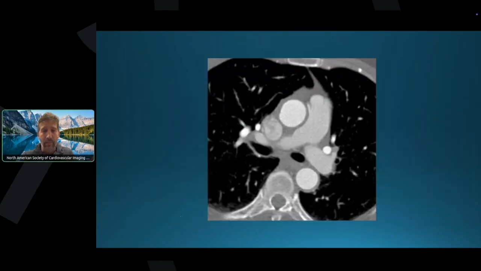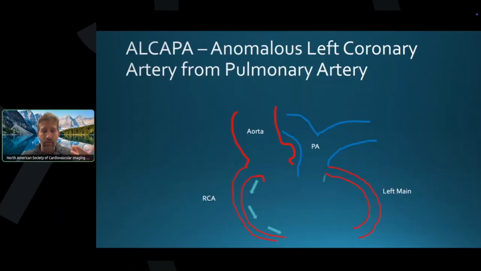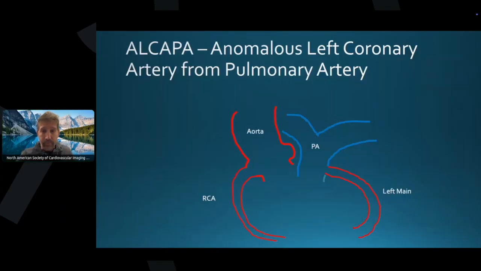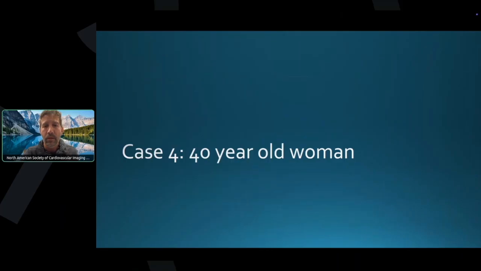For the other version, this one, they'll do surgery. They'll either reimplant the left main to the aorta, or they ligate it here and do a bypass, or they'll do a baffle tunnel through the PA. That's called a Takeuchi repair, with a baffle through the PA.